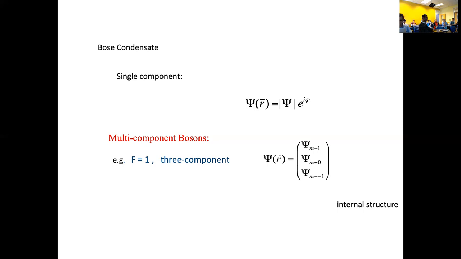It's an object with three components, and I would have the different components of the angular momentum projection, which I call m equals one, zero, and minus one. And each of them can be a function of position and time, just like the other one. And so this one would have an internal structure that is actually absent for the scalar Bose-Einstein condensate, as you will see.